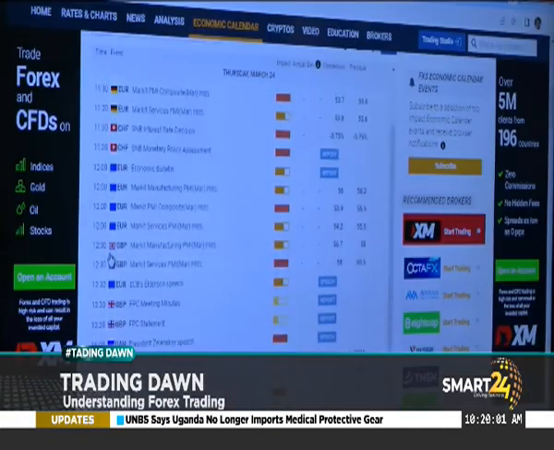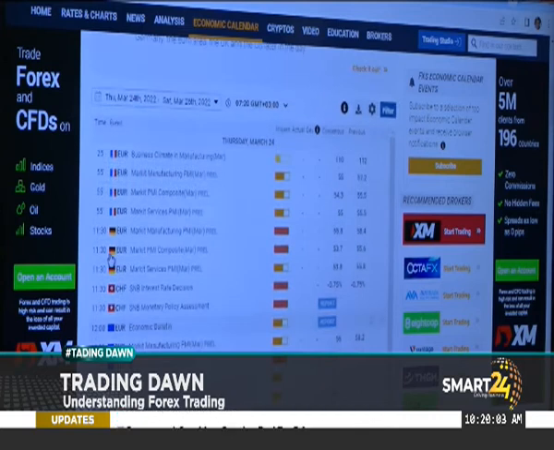Okay, so let's take a look at this economic calendar and today's events. Today has quite a number of fundamental events. It's a very, very nice day to trade for the people who love news. So let's start with the very first ones at the top.